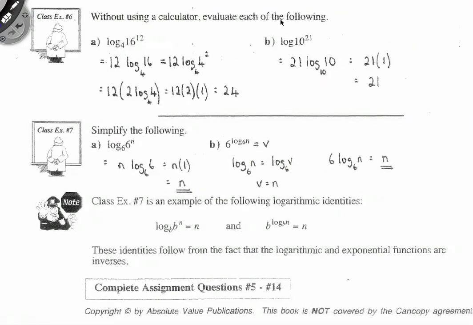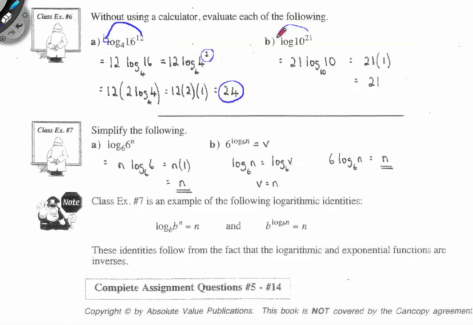Example 6, without a calculator, evaluate the following. So this 12 could come down front if we need it to, and I think it might be a good idea. So we can write it as 12 log 16 base 4. 16 can be written as 4 to the 2. With this log 4 base 4, we know that the answer is 2. So 12 times 2 is 24.